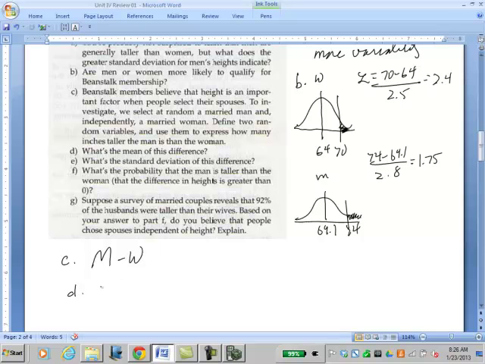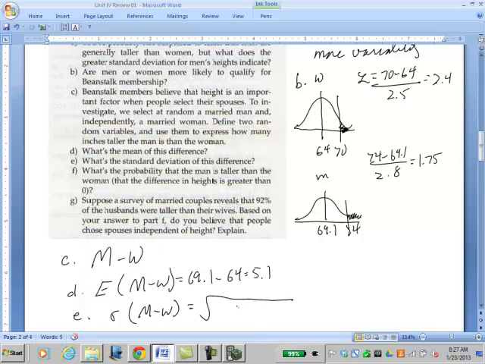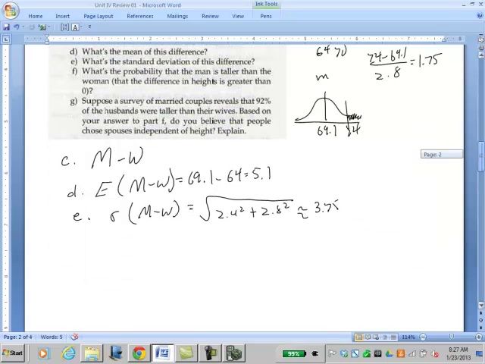Well, that's going to be the expected value of M minus W, which is going to equal 69.1 minus 64, which is 5.1. And E, standard deviation, sigma of M minus W is going to equal the square root of 2.4 squared plus 2.8 squared, which is approximately equal to 3.75. How's our room looking? Okay, that's where we're at here.